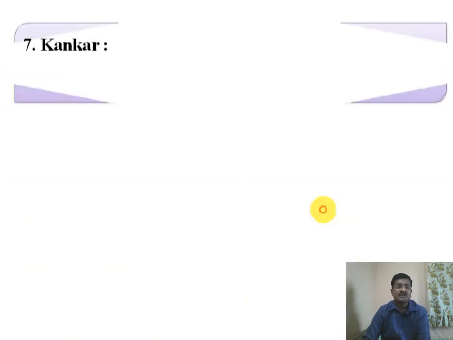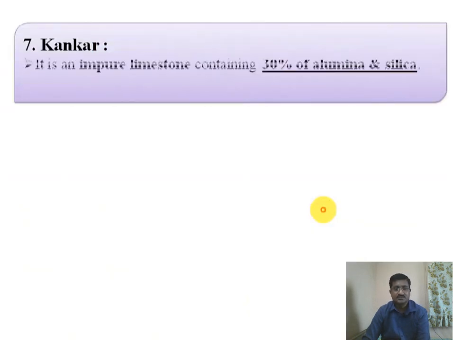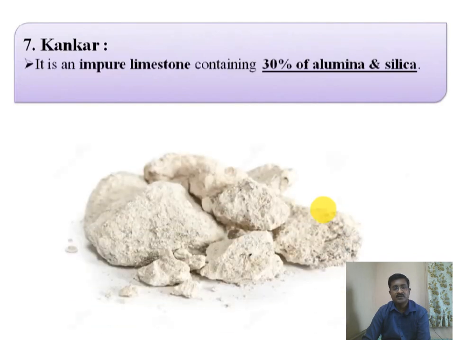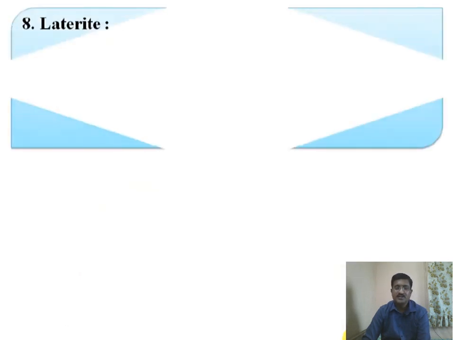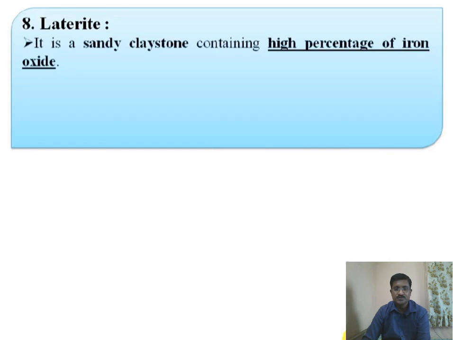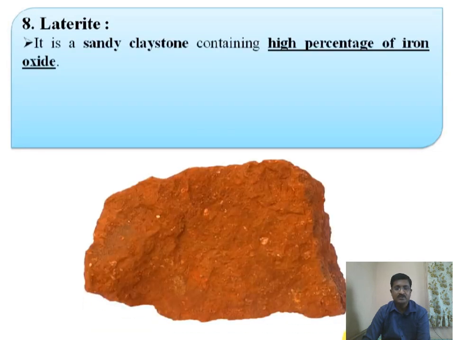Then the next one is kankar. It is an impure limestone containing 30% of alumina and silica. Then a hard concrete can be made and used for the foundation of a building. In different areas, different types of stones are used depending upon availability.